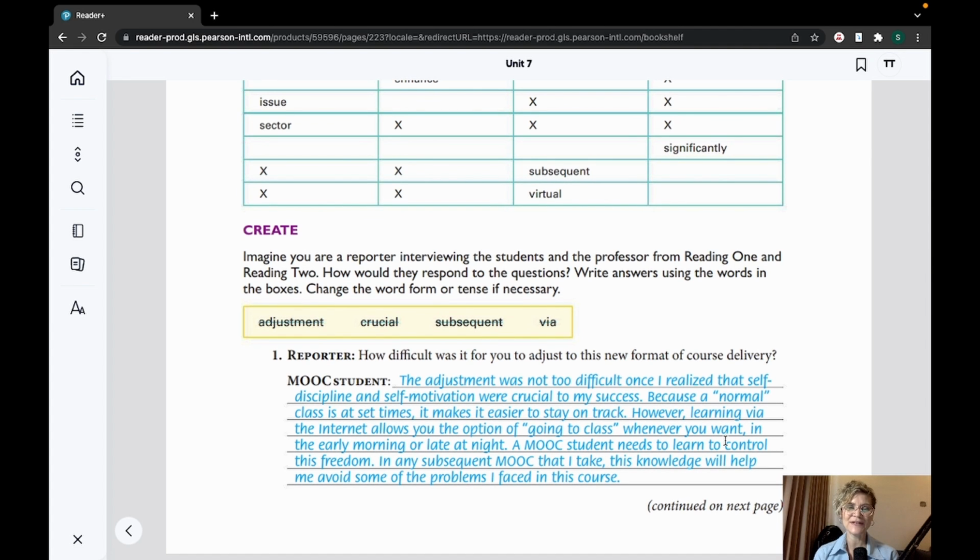That brings us to creating. Imagine you are a reporter interviewing the students and a professor from reading 1 and reading 2. How would they respond to the questions? Write answers using the words in the boxes. Change the word form or tense if necessary. So the word form means the part of speech, and the tense is the verb tense, which could be the past, the present, or the future, simple, continuous, or perfect.